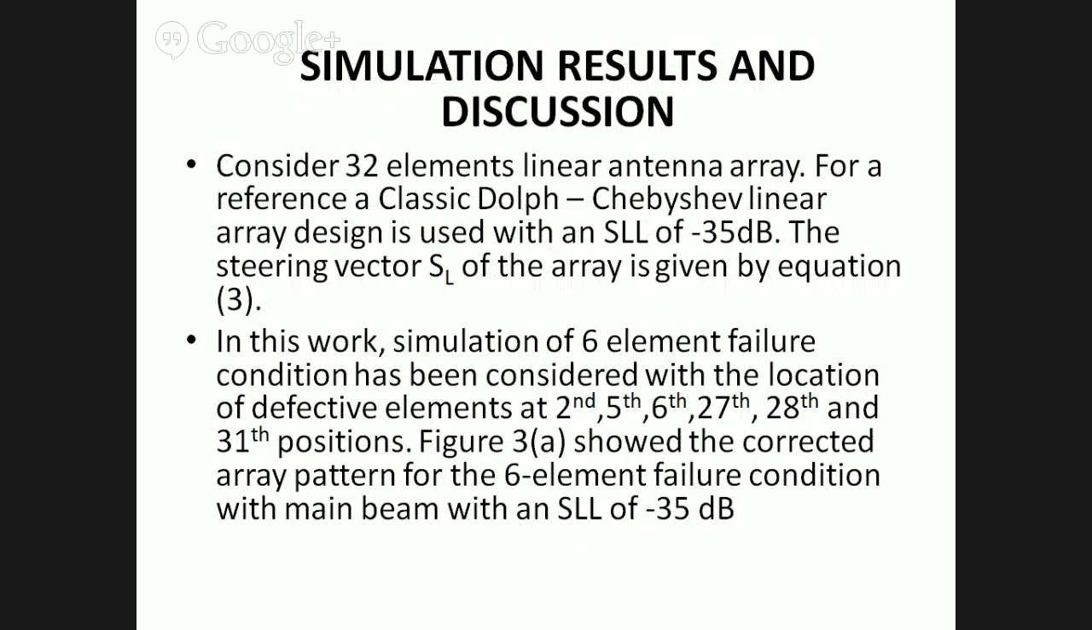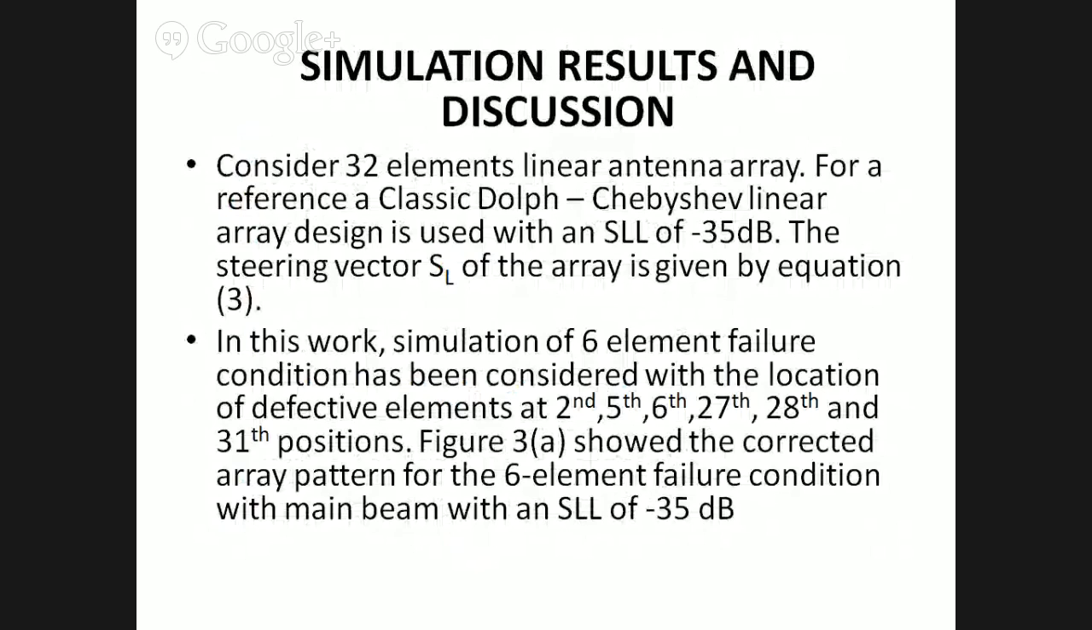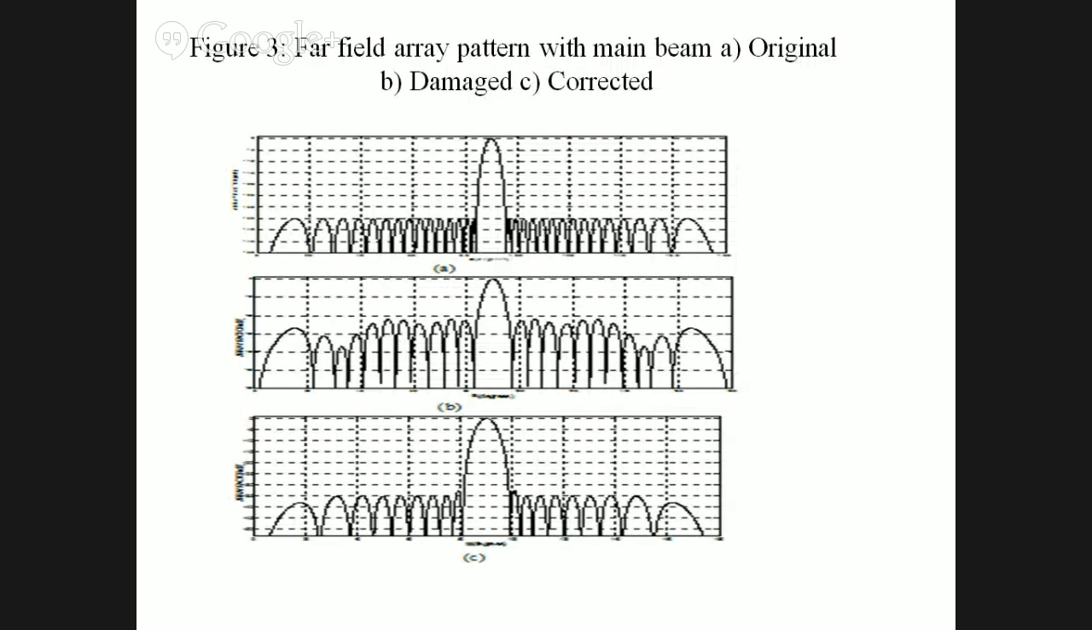Consider a 32 element linear antenna array. For example, a classic Dolph-Chebyshev linear antenna is used with a side lobe level of minus 35 decibel. A 6 element failure condition has been considered, with the locations of the defective elements at the second, fifth, 6th, 27th, 28th and 31st positions. This is the original pattern, and this is the pattern failed due to the failure of these elements. So W2, W5, W6, W27 and W28 have been changed to 0, and then we get this type of failure.